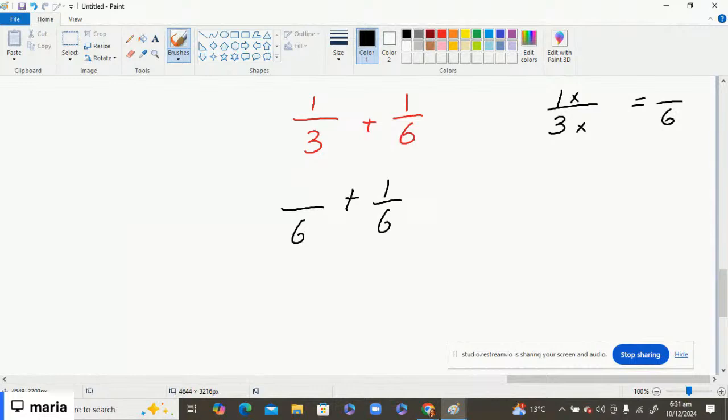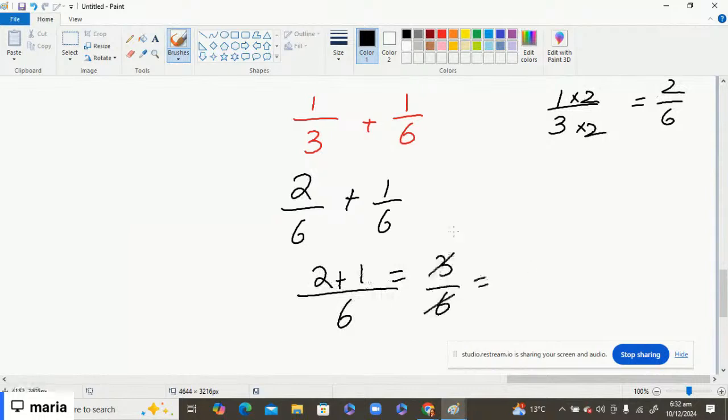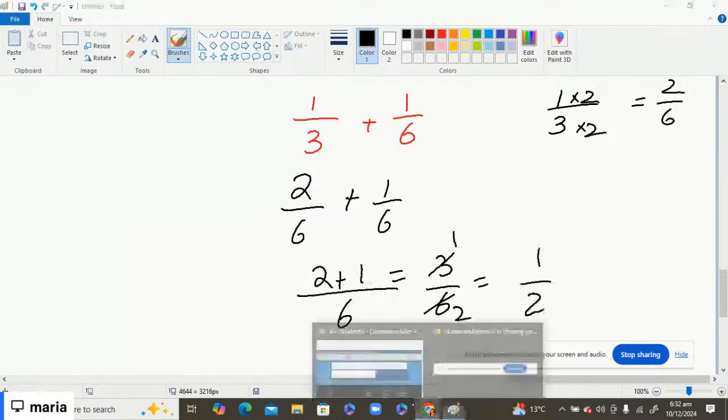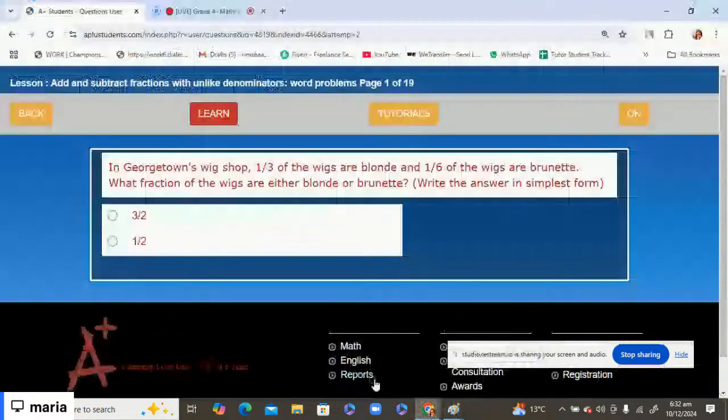With 2. Okay, 2 times 1 is 2, 3 times 2 is 6. So 2 by 6. So here is 6, 2 plus 1, and 3 by 6. If you want to solve more, so its answer is 3 times 1 is 3, 3 times 2 is 6. It's 1 by 2 as well. So let's put it here.